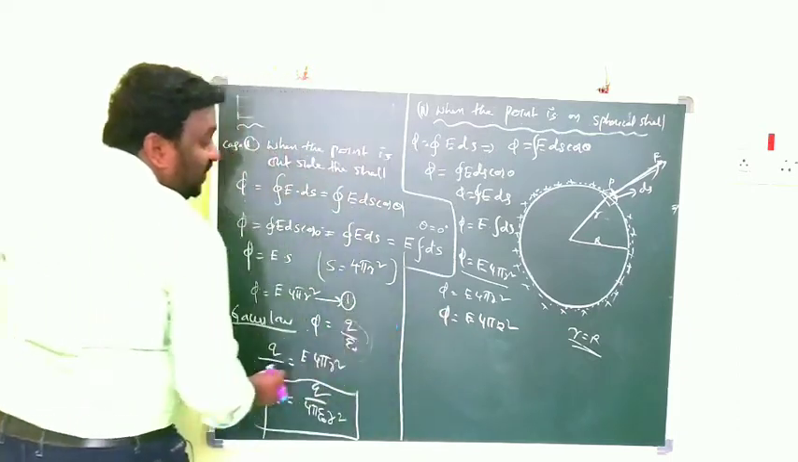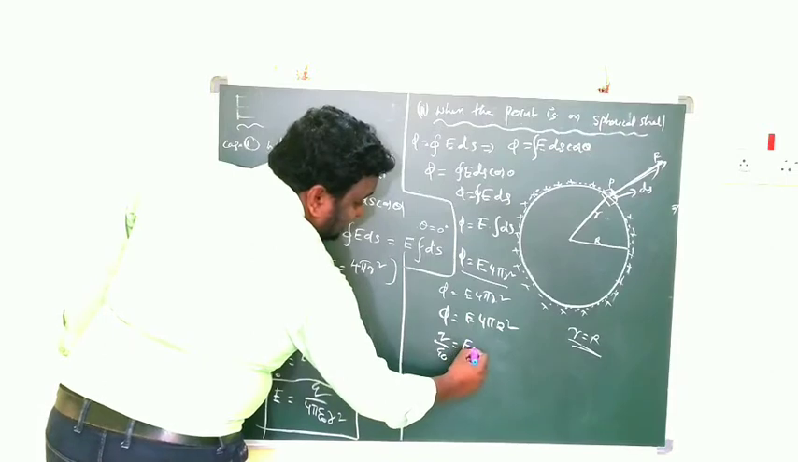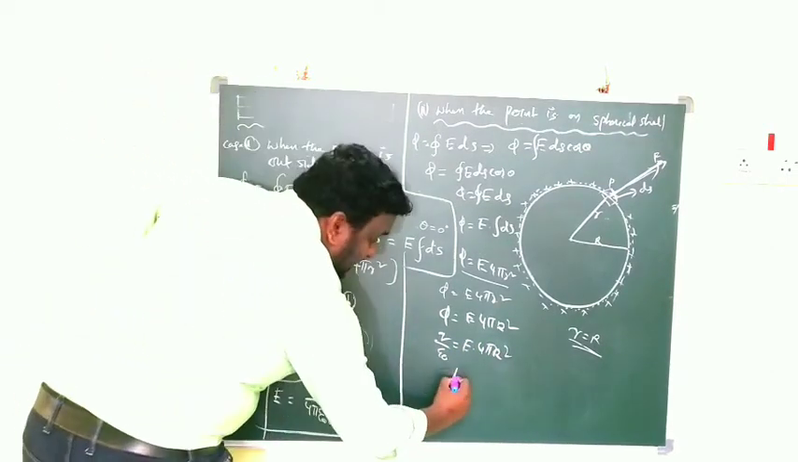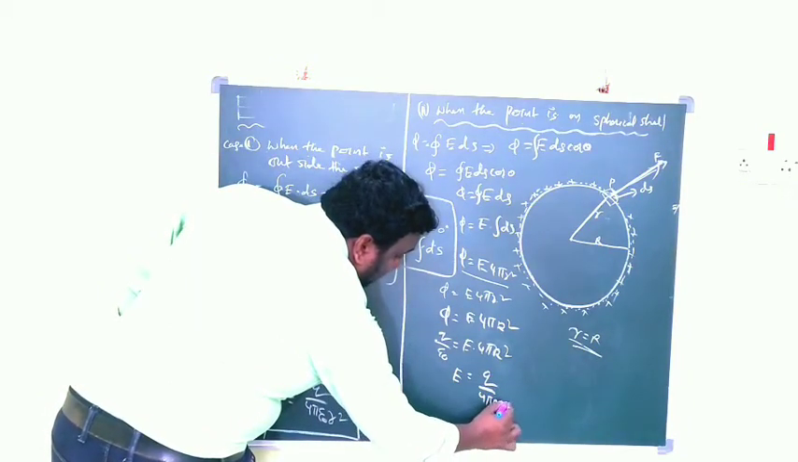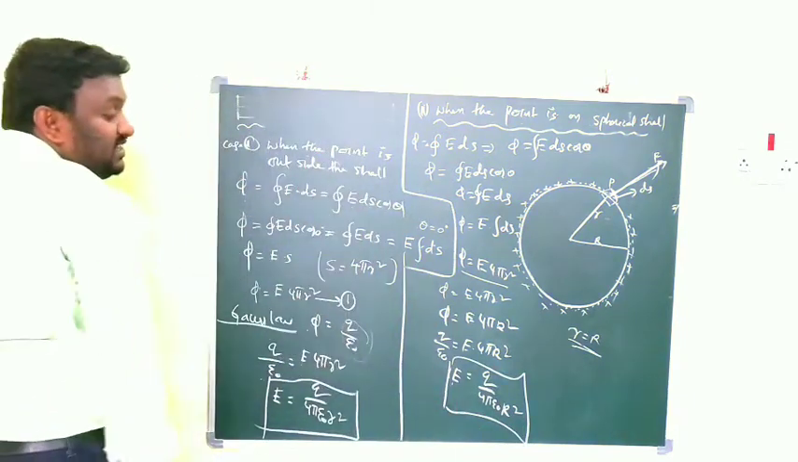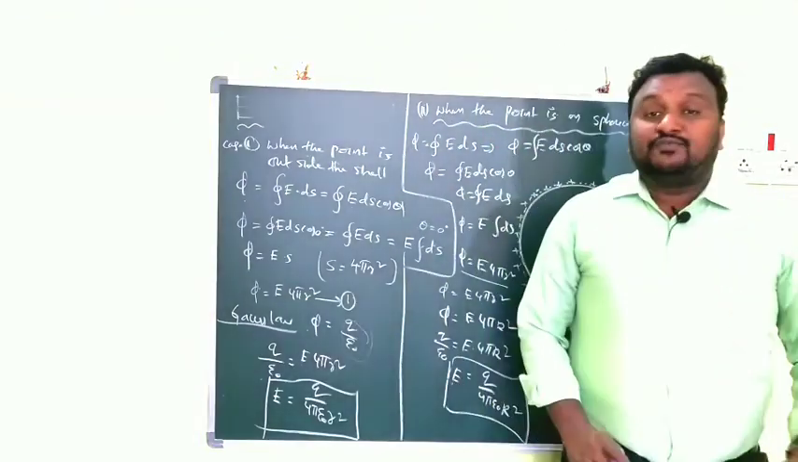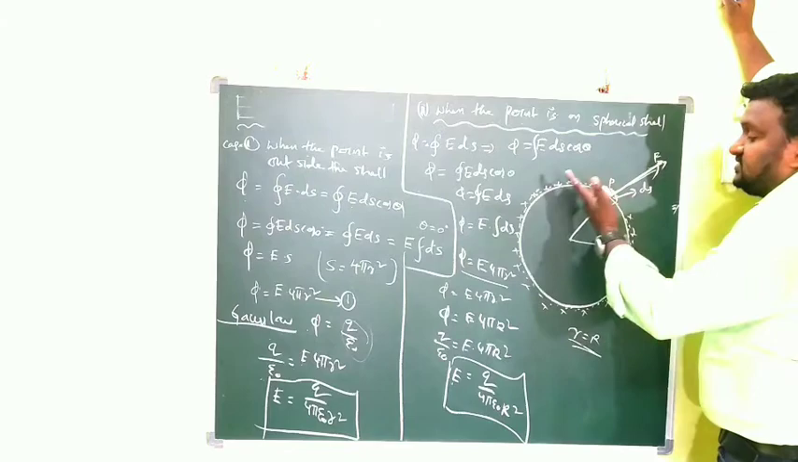What is meant by phi according to Gauss law? Q by epsilon naught. Q by epsilon naught is E into 4 pi r square. Then simply E is equal to Q by 4 pi epsilon naught r square. This is the electric field intensity when the point P is on the charged shell.